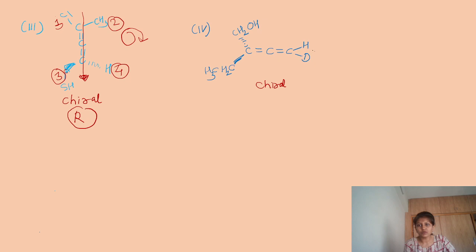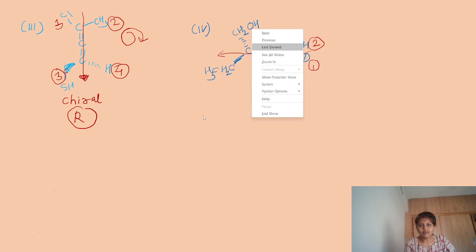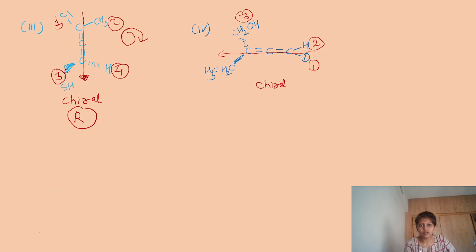So this is the planar system, and this is the chiral axis. Give the numbers starting from the chiral axis. This is deuterium, having higher atomic mass, so it is number 1. And this is number 2. Now here carbon is attached to carbon, two hydrogens, and then oxygen. Here this carbon is attached to carbon. Oxygen has a higher atomic number than carbon, so it is given number 3. And this is given number 4.